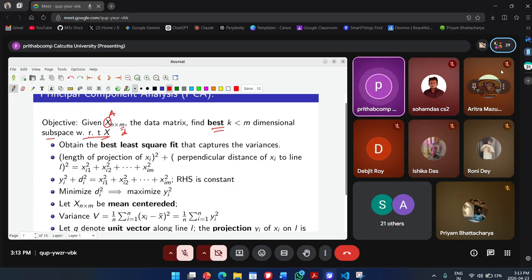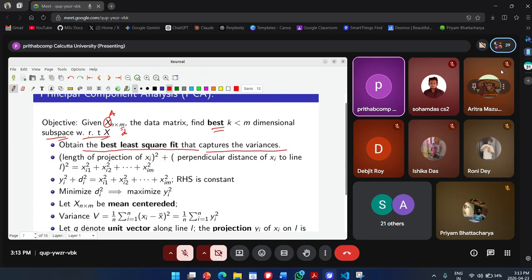When we are talking about this subspace, remember the definition: it is a subspace where all these data points will be able to be generated by those principal components. So that is the meaning. We want to obtain the best least square fit that captures the variances. Here I've just written variances, but actually it is the covariance.